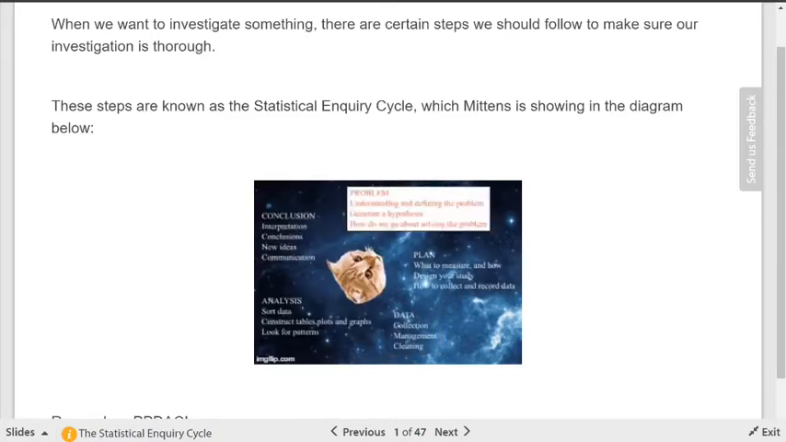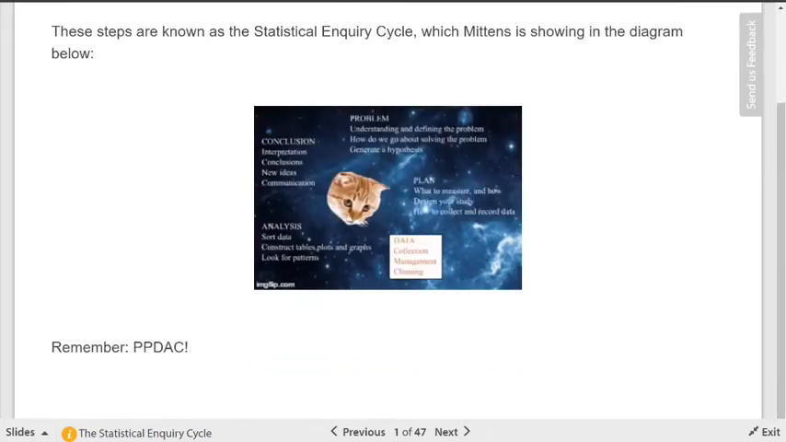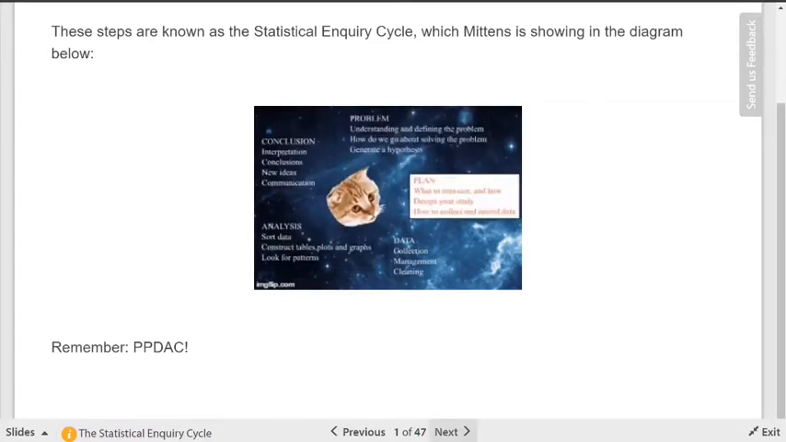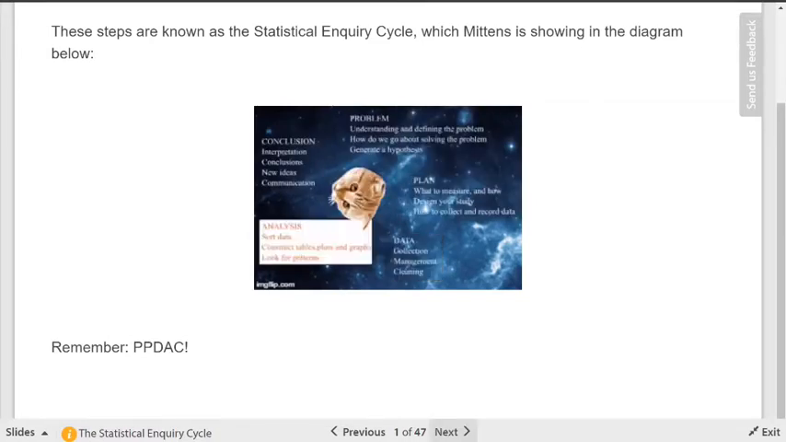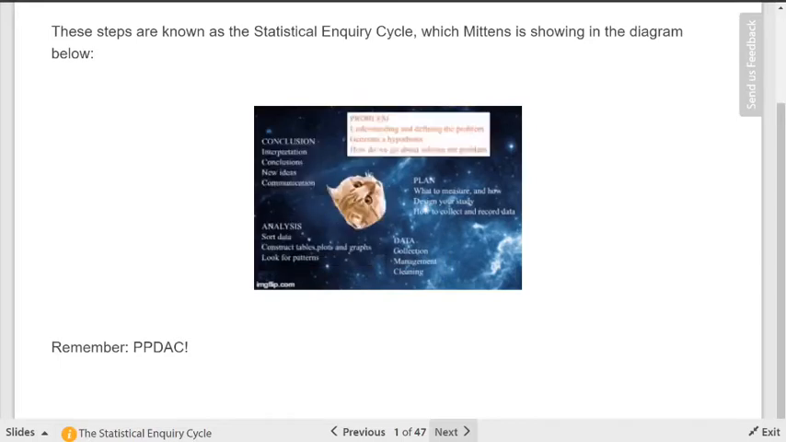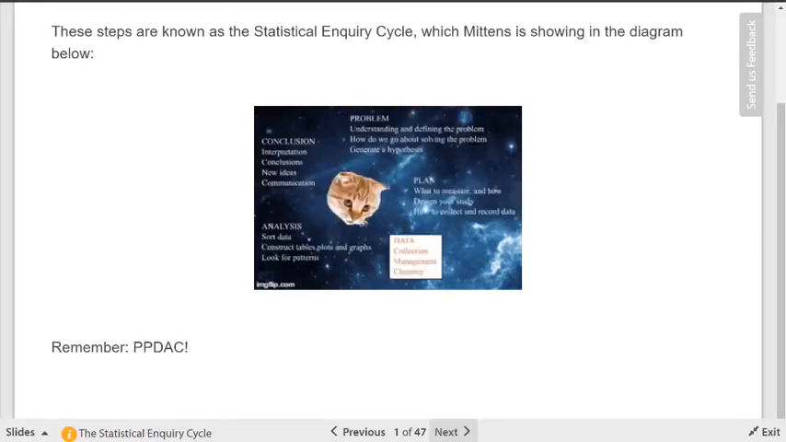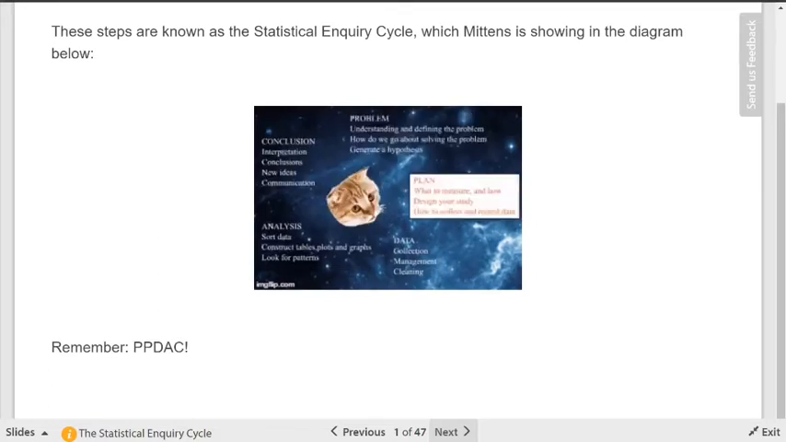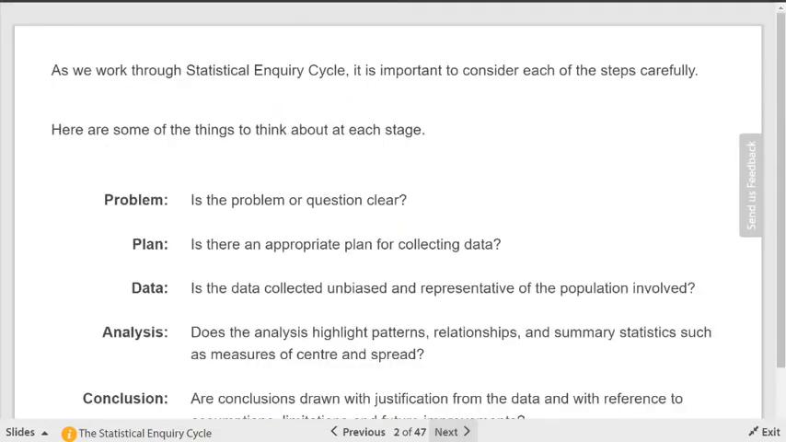Looks good? So, how do you remember it? PPDAC. There you go. You're going to see that from now on, I promise you. Anybody planning on taking stats in year 12 and year 13? You're going to really be seeing this a lot.